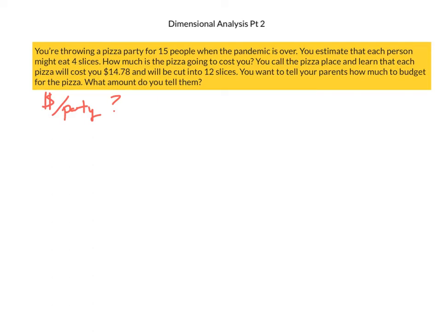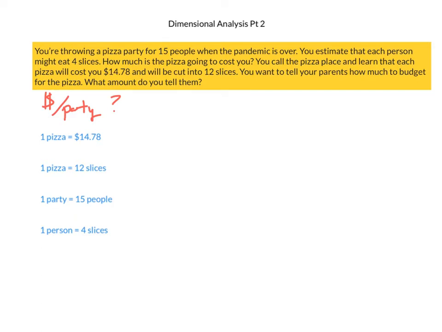The next thing we need to figure out is, what do I know? In other words, what kind of equalities do I know that can lead me to a conversion factor? As I look at the problem, I find out everything I need to know in blue here. I know that one pizza costs $14.78. I know that one pizza has 12 slices. I know that at my party I'm going to have 15 people, and that each person might eat 4 slices. Those are your equalities.